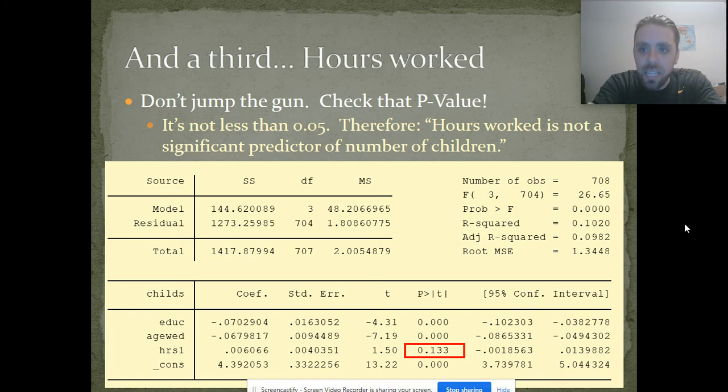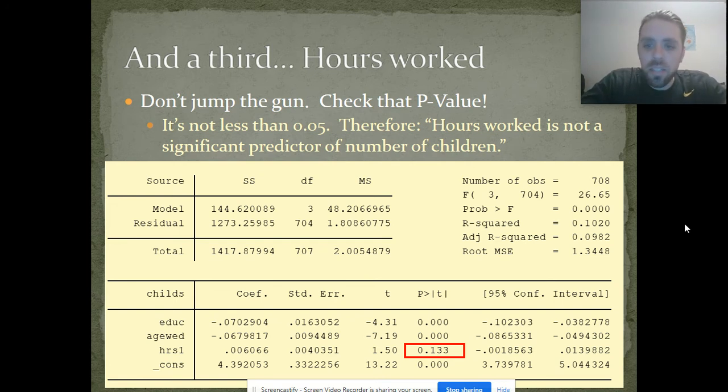You do not need to interpret the B coefficient if the p-value does not register significance. I will repeat that. You do not need to reference the coefficient if the p-value associated with that coefficient is greater than 0.05. You do not need to reference B if the p-value is greater than 0.05. So the correct interpretation: hours worked is not a significant predictor of children. That wasn't too difficult.